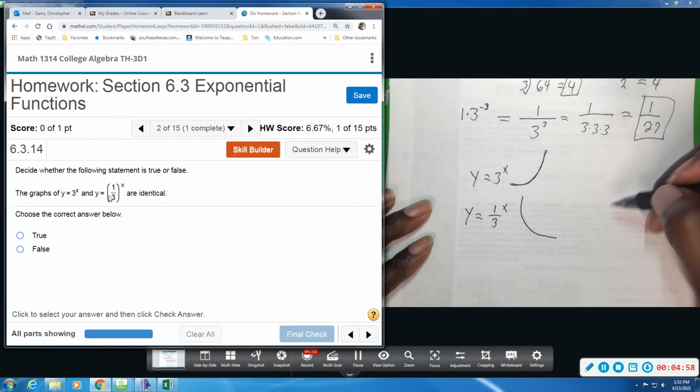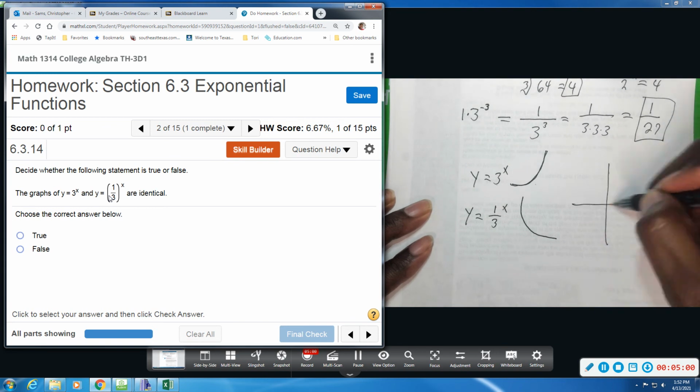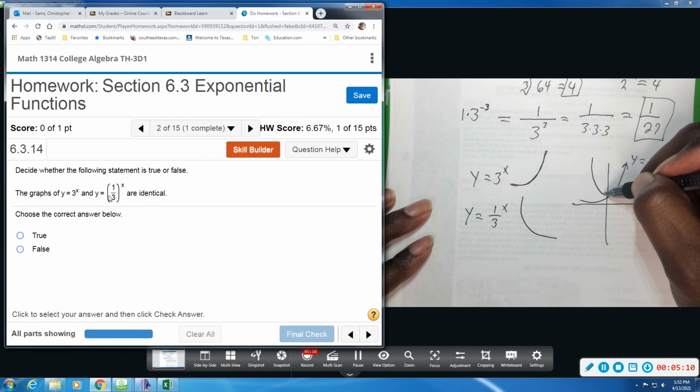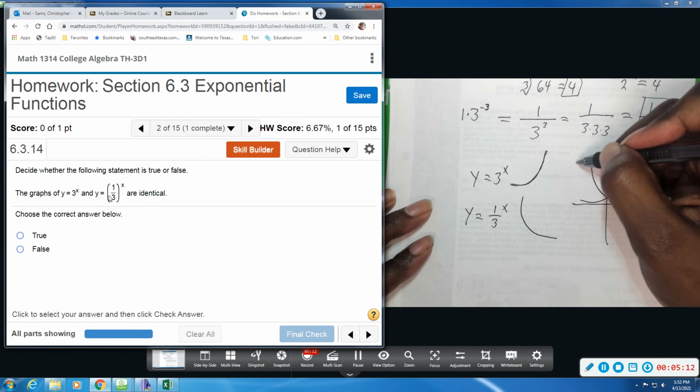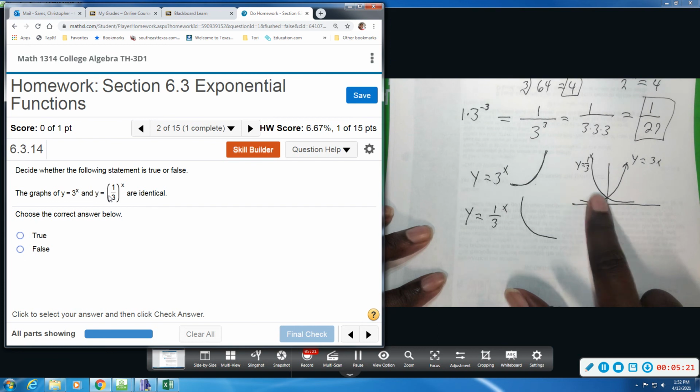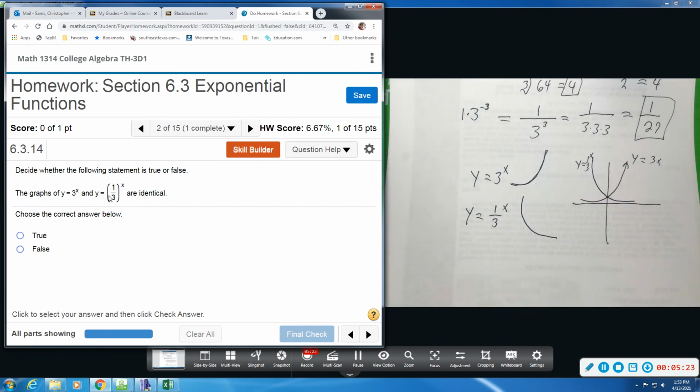So these two graphs, if they were on the same graph, would look something like this. The y equals 3 to the x would go up like this. And then the other one would just come down and they would cross right there. This would be y equals 1 over 3 to the x. It would just be mirror images, reciprocals, inverses of each other. Not really inverses, but just a reflection across the y-axis is what you see. So these are not identical.